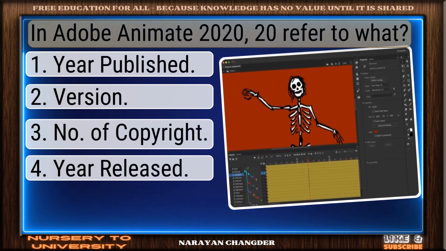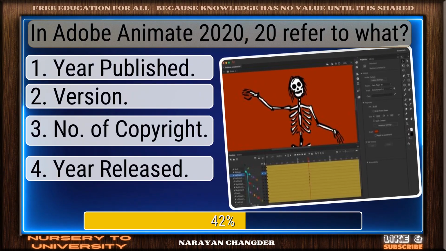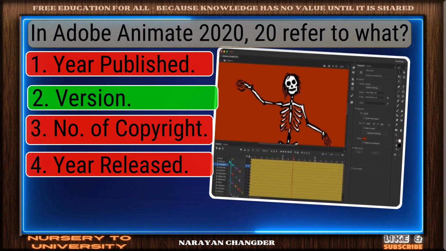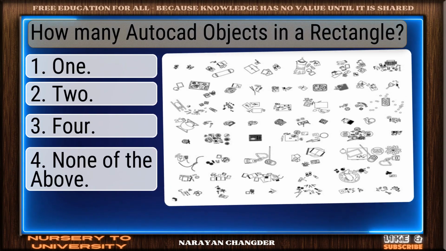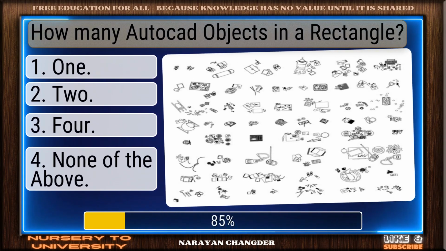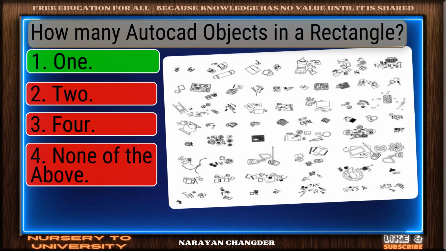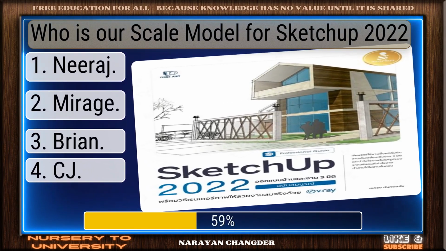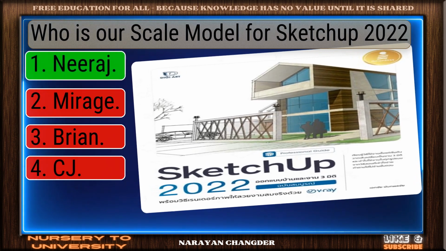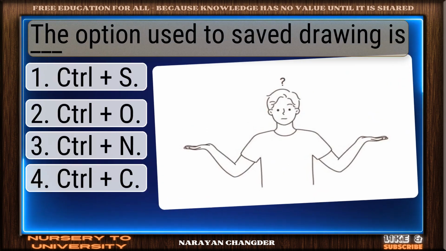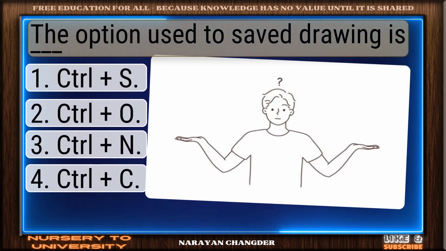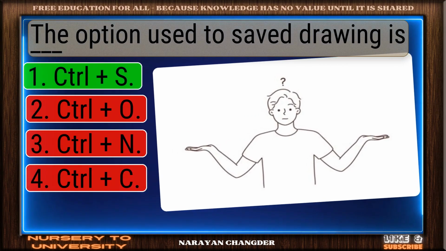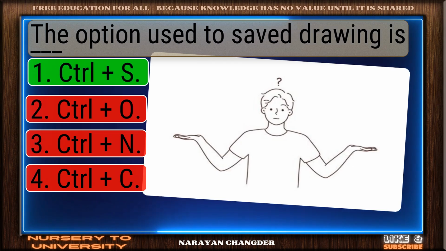In Adobe Animate 2020 refer to what? Bravo. Version is the answer. How many AutoCAD objects in a rectangle? You chose one, correct? Who is our scale model for SketchUp 2022? Nice work. Neeraj fits perfectly. The option used to save drawing is dash. Well done. Ctrl+S is right.